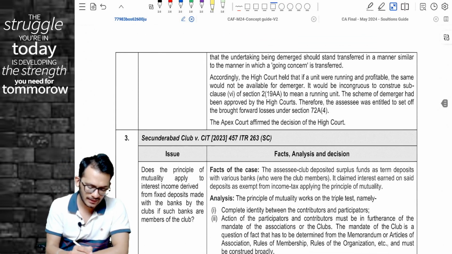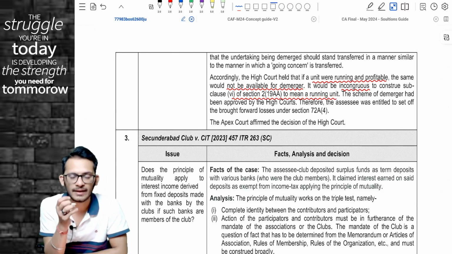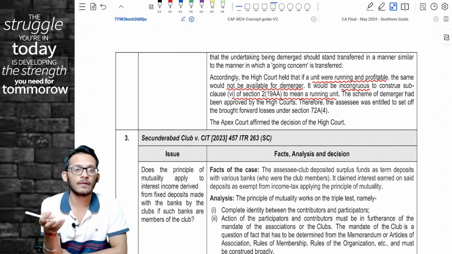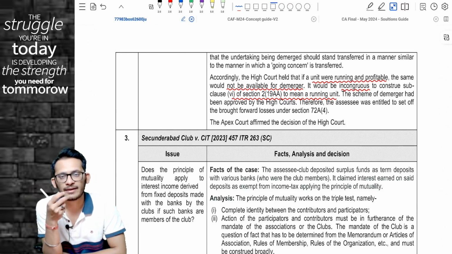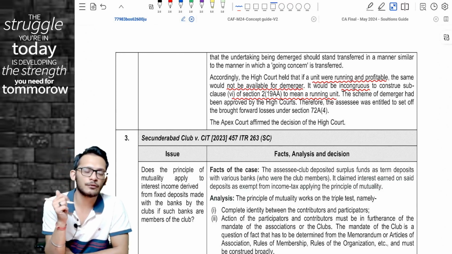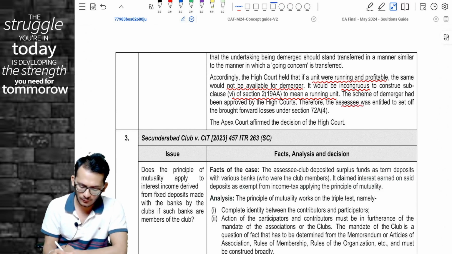Accordingly, the High Court held that if the unit is running and profitable, it would not be available for demerger. It would be incongruous to construe sub-clause 6 of 219AA to mean a running unit. It is obvious that if someone is planning a demerger, it is only because the entity does not want the undertaking. If it does not want the undertaking, it is obvious that it will have losses. If you say that it should always be a running unit and only then you should do a demerger, then the intention of the section is defeated, and that is not the way to interpret the law. The scheme of the demerger has been approved by High Courts, and therefore the assessee was entitled to set off the brought forward losses under section 72A4.